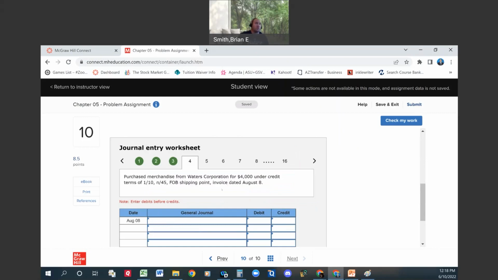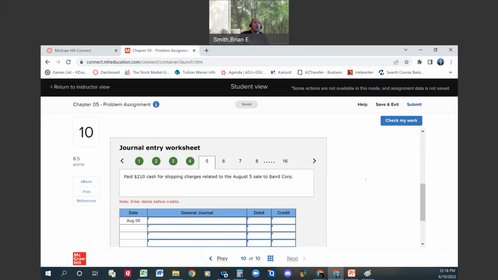Purchase merchandise from Waters for 4,000. Okay, again, we're going to just do this. Merchandise inventory for 4,000. Credit accounts payable. We're looking for Waters. 4,000. All right. Let's see if we get into one of them here. Paid $210 cash for shipping charges related to the August 5th sale to Baird.